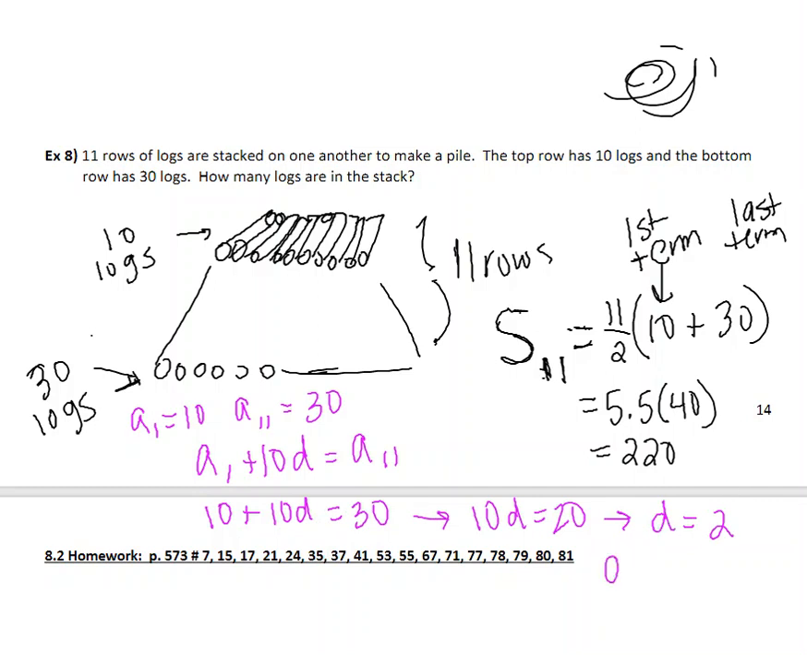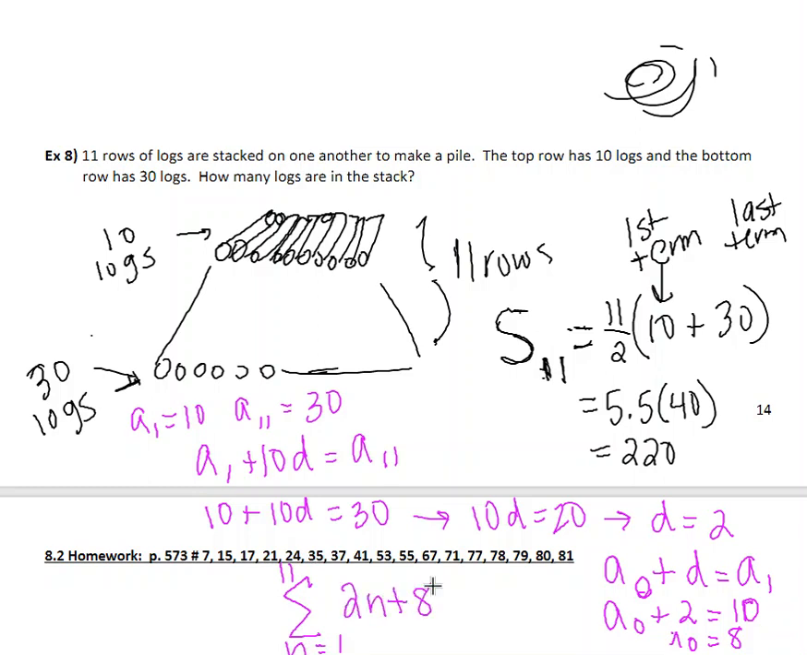And then to get my 0th term, I know the 0th term plus 1 common difference is the first term. So the 0th term plus 2 equals 10. Then I would subtract 2 and get the 0th term to be 8. So I could do this: I'm adding together the first 11 terms of the sequence, 2n plus 8.